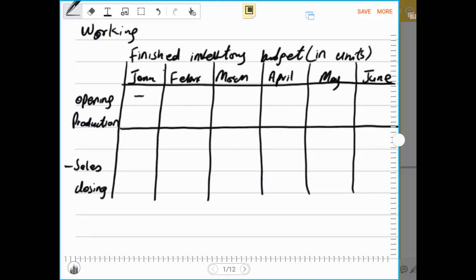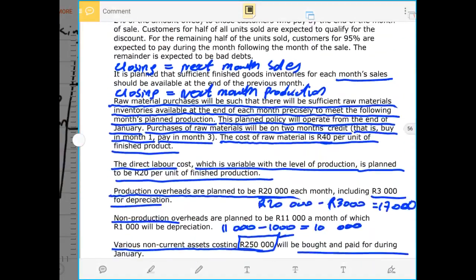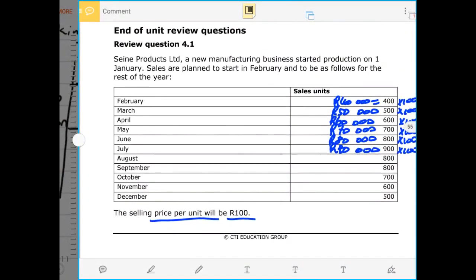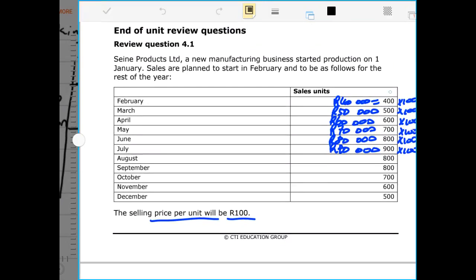There is no opening inventory in the month of January, but there was production in January. Remember, we said that the sales which are given in the information, our sales is 400, 500, 600, 700, 800, 900. All these sales are the production of the previous months. I did make mention of that. Whatever you see as 400, these are the sales of the month of February, but it is the production of the month of January.